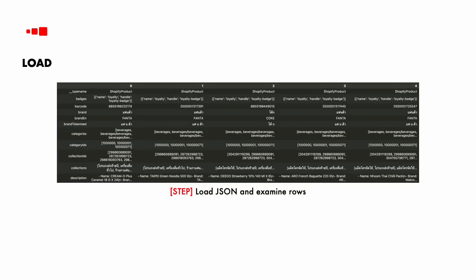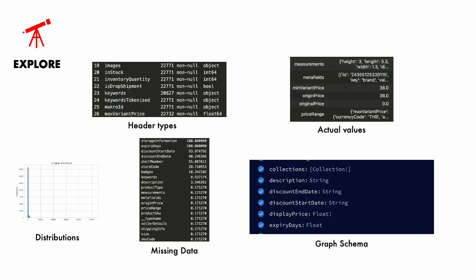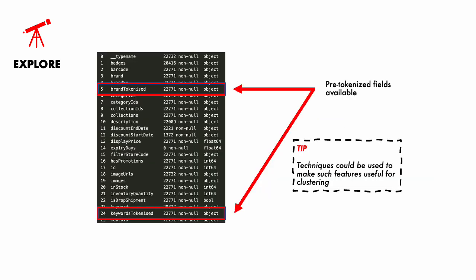For loading, I utilized pandas to load the JSON data into a data frame. I then started by examining the rows involved to see what the data looked like and obtain an initial understanding. Next, I explored the data. This involved looking at the types, the values involved, the number of missing values, how the data was distributed, and the original schema. I also noticed that data scraped from the API contained tokenized versions of certain fields.